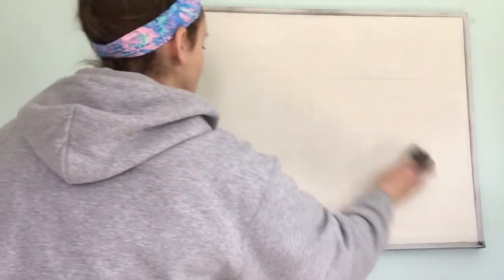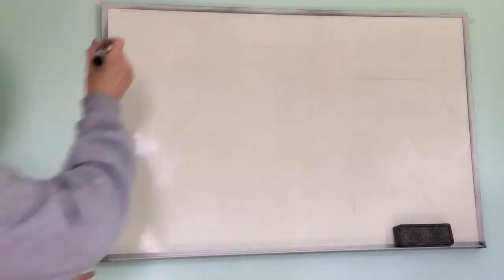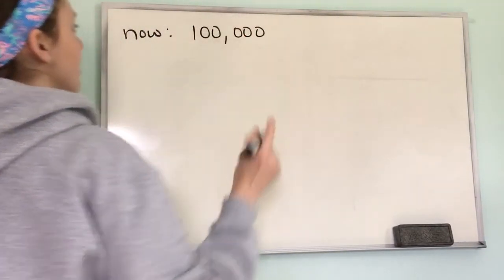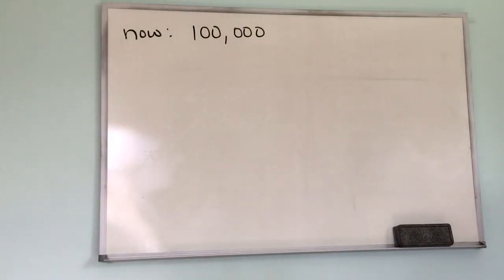So let's look at the first question. The population of a city is increasing at a rate of 3% per year. If the population is 100,000 today, what will it be in 3 years? So first of all, is that linear growth or exponential growth? It has to be exponential growth, right? Why? Because it's increasing at a rate of 3%.